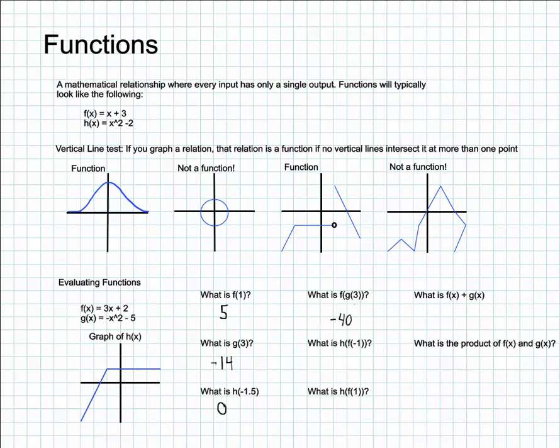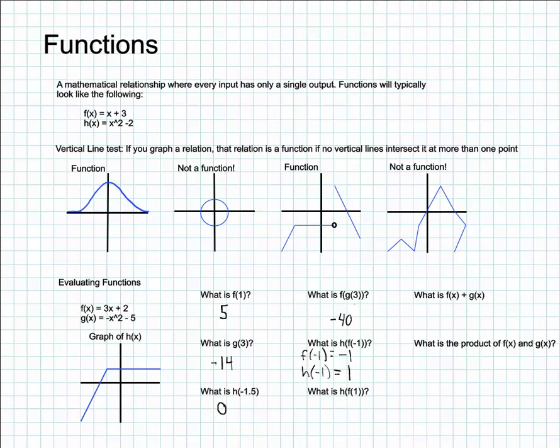So anytime you have something that is in the form f of g of x, first you need to find the output of the second term and use that as the input for the first term. So what is h of f of negative 1? So let's take f of negative 1. f of negative 1 is equal to 3 times negative 1 plus 2, or negative 1. So now we need to take h of negative 1. And h of negative 1, if we look at the graph, looks like we get a result of 1.